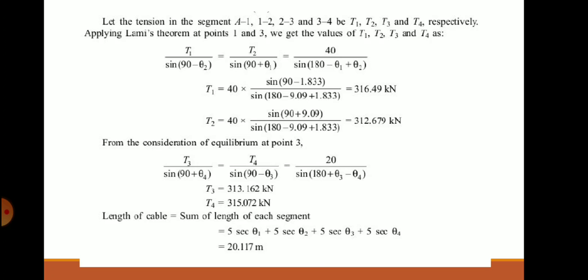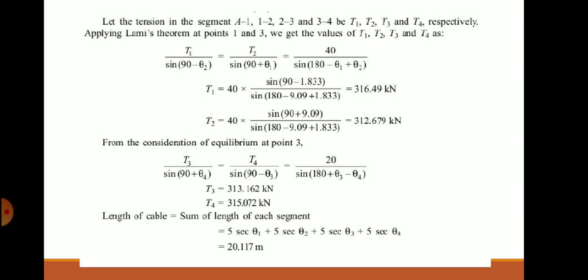You can see the cable dimension, and among sine, cos, tan, secant, cosecant, secant theta is the one which gives the length of the cable because of the inclined length. So, length of the cable is evaluated.